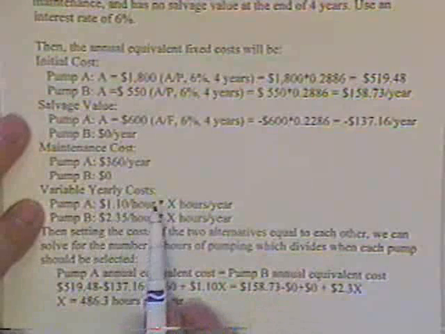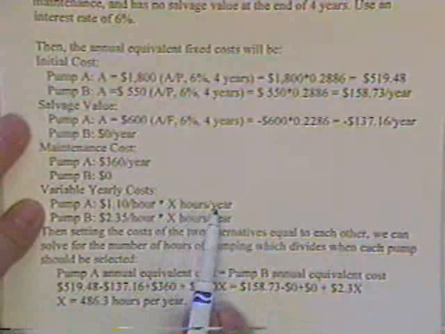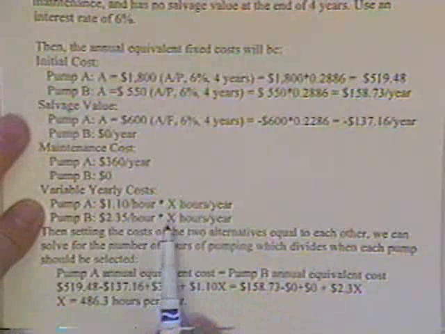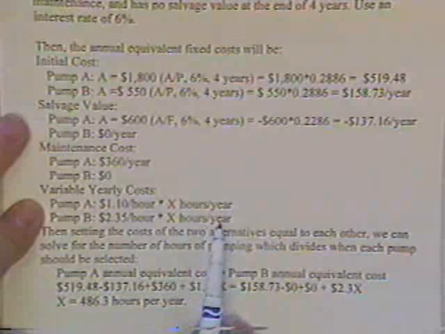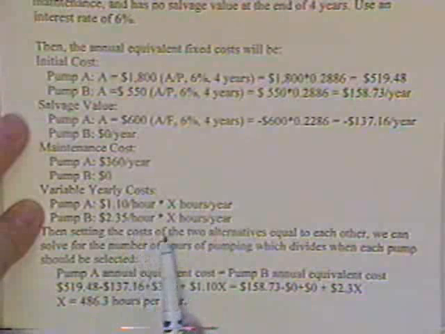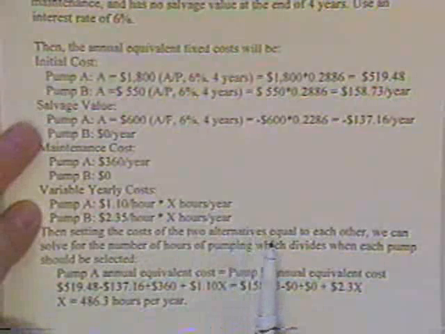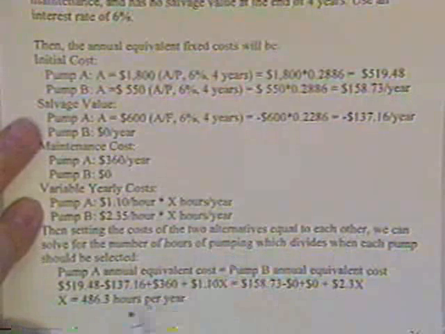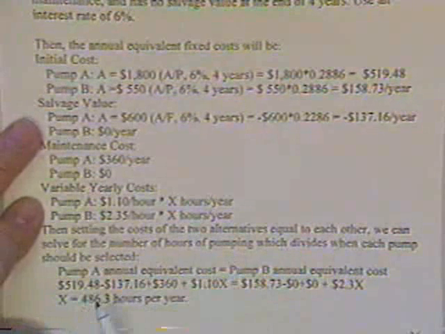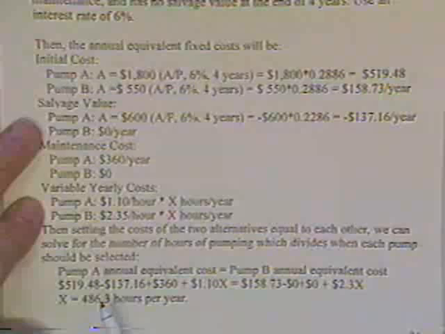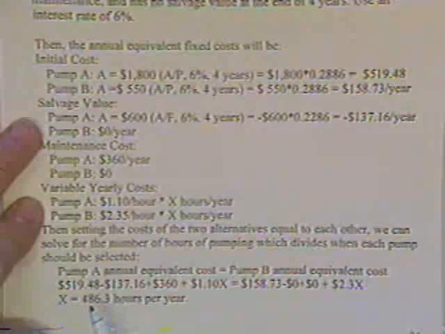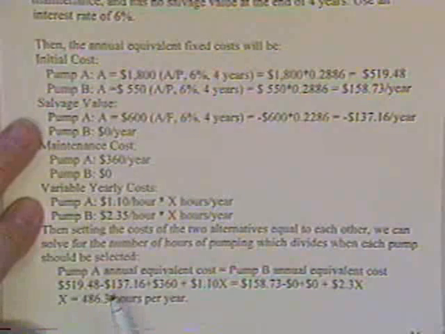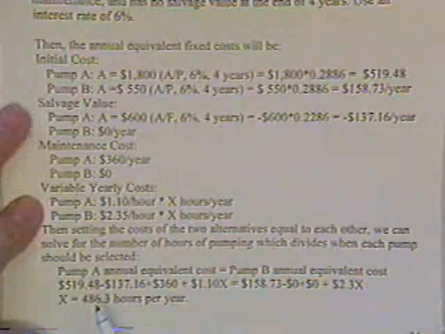Pump A costs $1.10 times, and it's going to run X hours a year. Whereas Pump B costs this much times however many hours it runs per year. So what I'm going to do is set the costs of the two alternative pumps equal to each other and solve for the value of X that would be the break-even point, the point below which I ought to buy the initially cheap pump, and the number of hours beyond which I ought to buy the initially expensive pump.